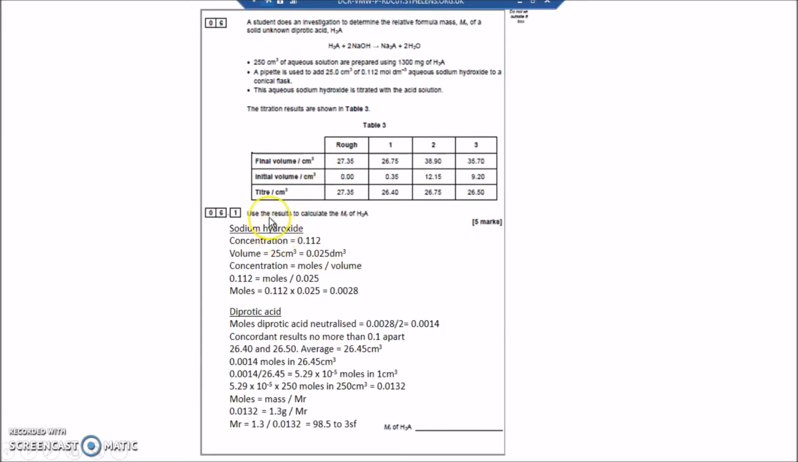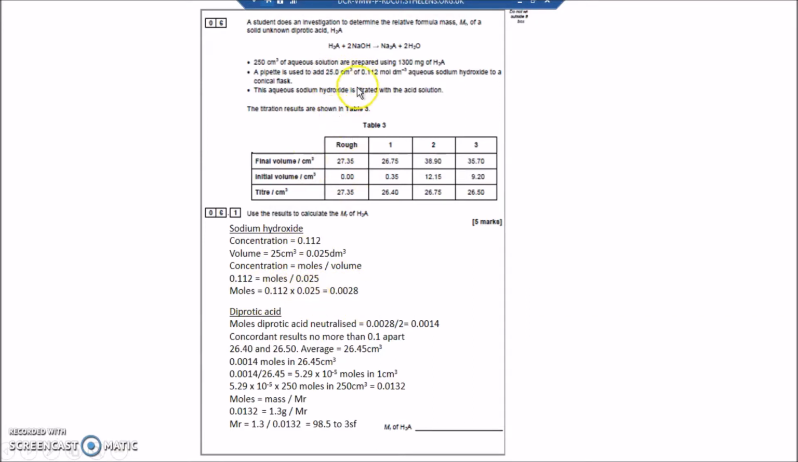So, first of all, I can do something with the sodium hydroxide, because I've got two values for the sodium hydroxide. Before I start working out titration results, I know that a pipette is used to have 25 centimetres cubed, which is 0.025 decimetre cubed, of 0.112 mole per decimetre cubed sodium hydroxide. Concentration is 0.112, volume 25 centimetre cubed, always got to get volume into decimetre cubed for calculations. Concentration is moles divided by volume. Concentration 0.112 is moles divided by 0.025. Multiply both sides by 0.025. I've got the number of moles, 0.0028 of sodium hydroxide.